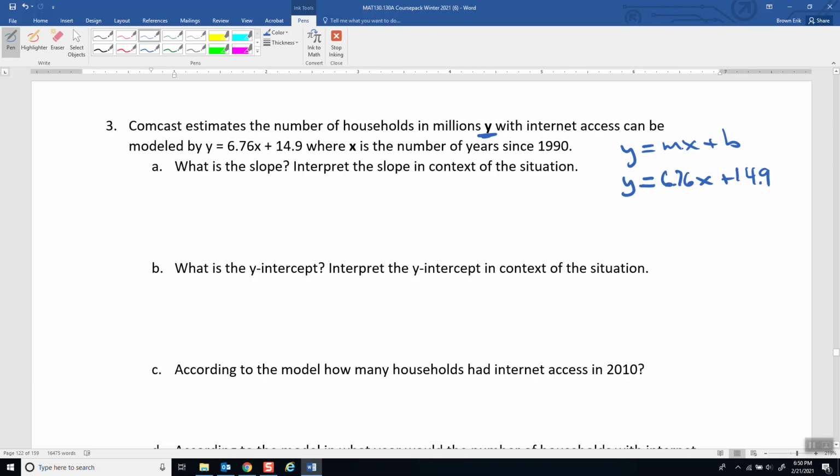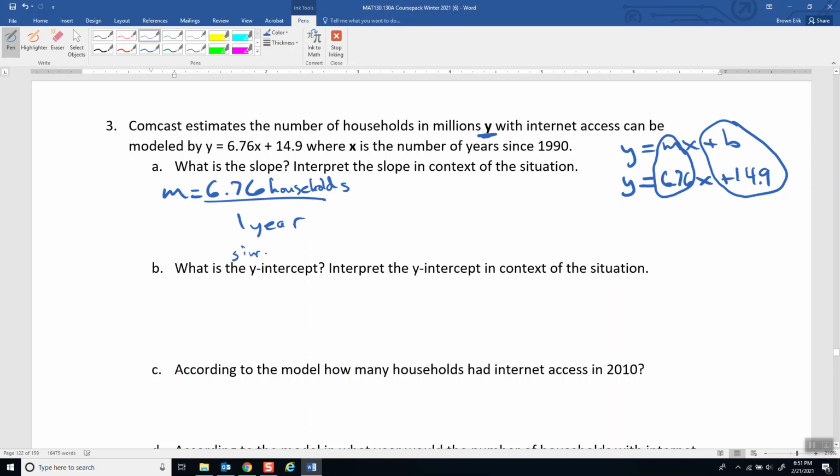Notice that the m, or the slope, is the number times x, and the b, or the y-intercept, is the number by itself. So what's our slope? That's m equals 6.76. And what is this? It's households per 1 year. Those are the units, because x is given as years since 1990, so I need to add per 1 year since 1990. So what does this mean?